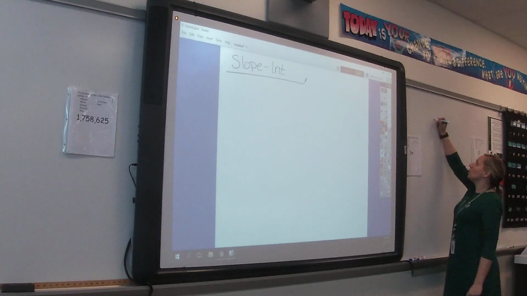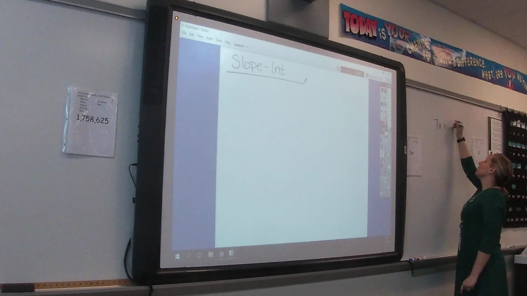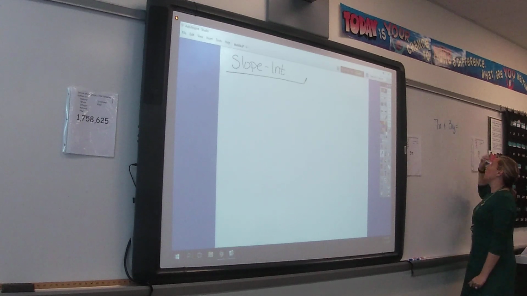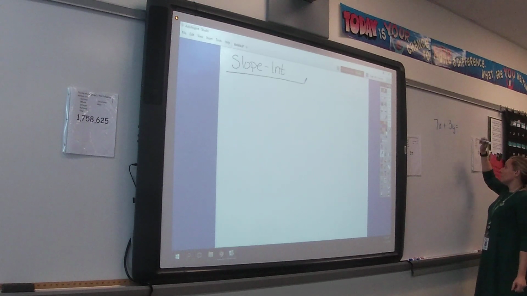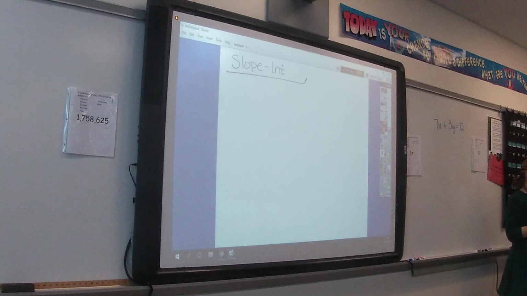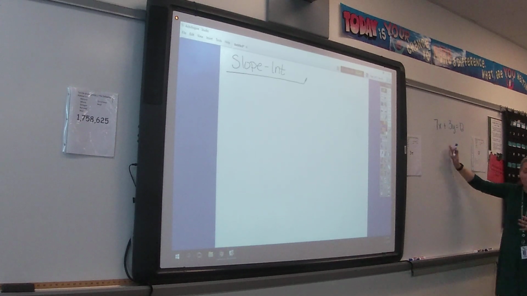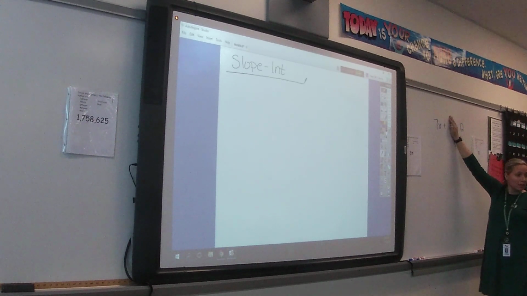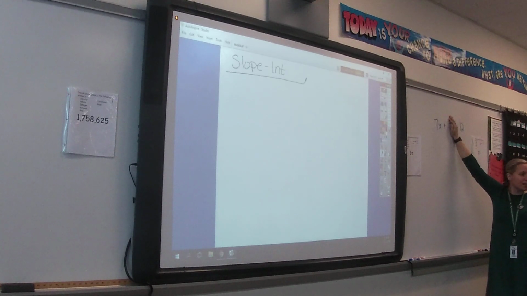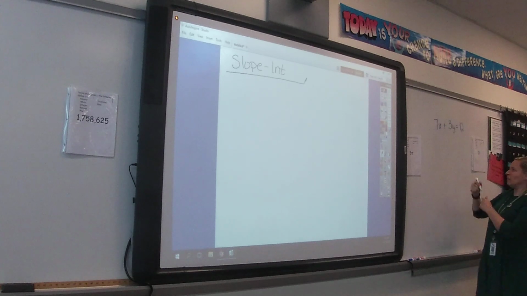So let's say we were given 7x plus 3y equals 12. And we wanted to graph this in standard form. Okay, this is in standard form, correct? And so we could find the x-intercept by plugging in a value of 0 for y, which means this goes away. And what does our x-intercept become? Yeah, 12 over 7.